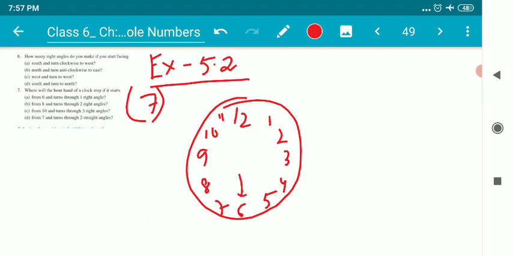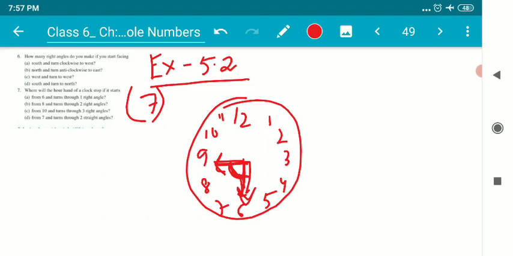I'll turn clockwise one right angle from 6, and where will I stand? If I'm at 6 and I take one right angle turn, I'll stop at 9. Okay, this is one right angle.